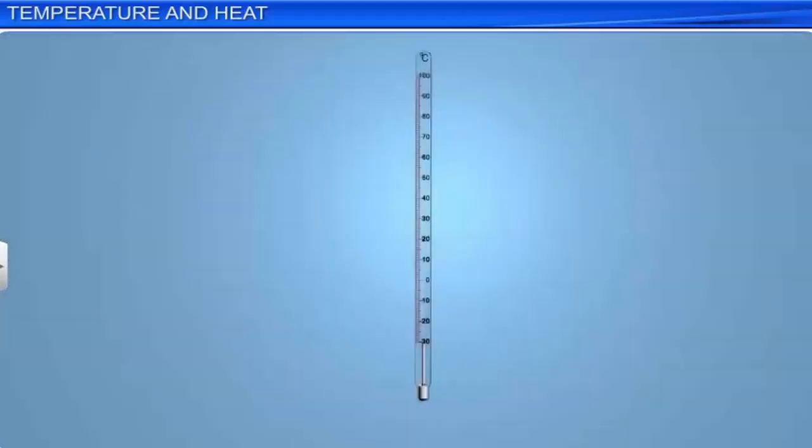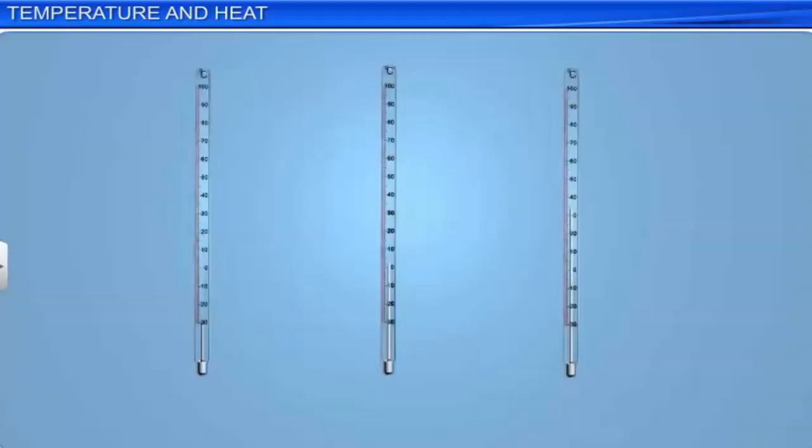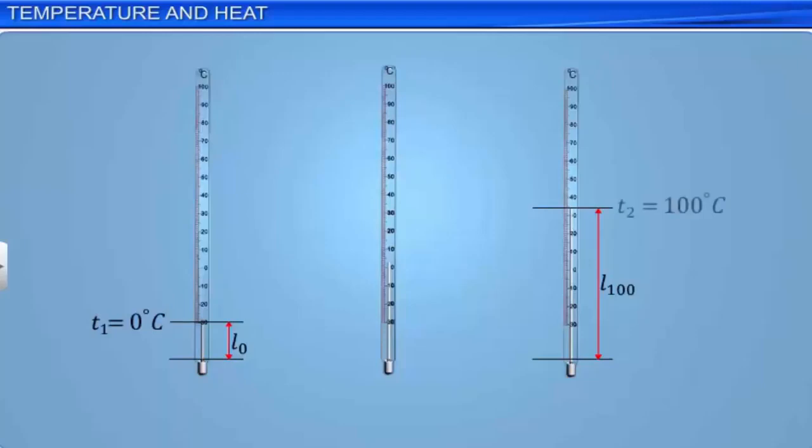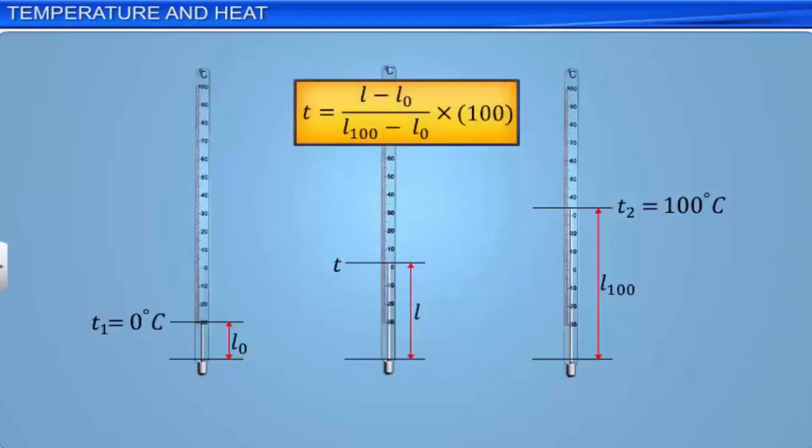For a Celsius mercury thermometer, if the lengths of the mercury columns are L0 and L100, corresponding to two reference temperatures, T1 equal to 0 degrees Celsius and T2 equal to 100 degrees Celsius, then the temperature T corresponding to a length of L is T equals (L minus L0) by (L100 minus L0) into 100.